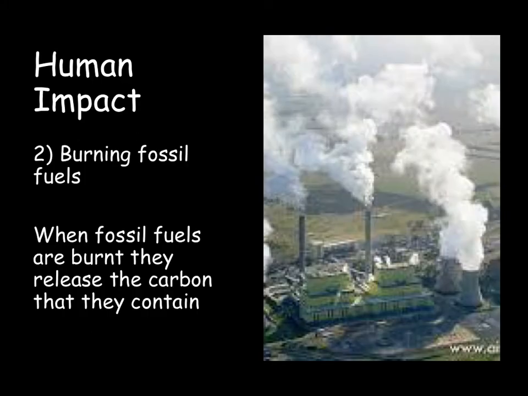The second method of human impact is the burning of fossil fuels, or the combustion of fossil fuels. As fossil fuels contain locked up carbon, this is released as they are burnt, releasing it as carbon dioxide, once again increasing the greenhouse effect.